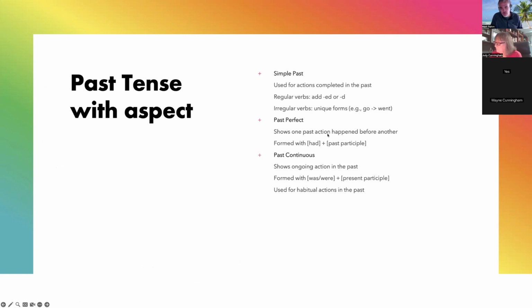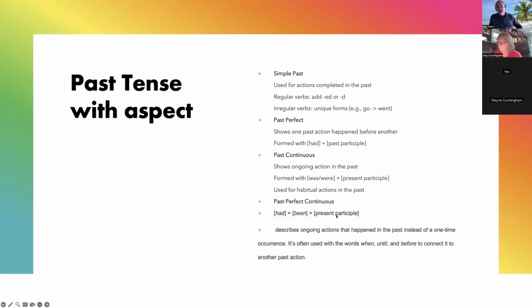Past perfect shows one action happened before another, so it'll be had plus the past participle. Past continuous, right, shows an action that occurred in the past. It's formed as was, were, plus present participle. And again, it's used for habitual or repeated actions in the past. And past perfect continuous is going to be had been plus present participle. So it describes an action that happened in the past over time instead of a one-time occurrence. It's often used with words like when, until, before to connect it to another past action.